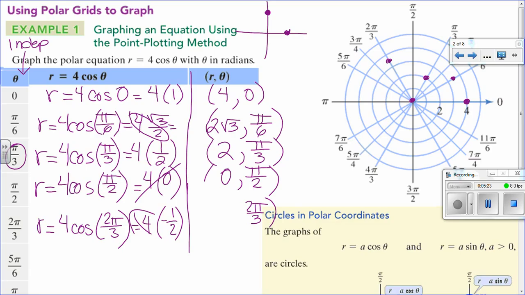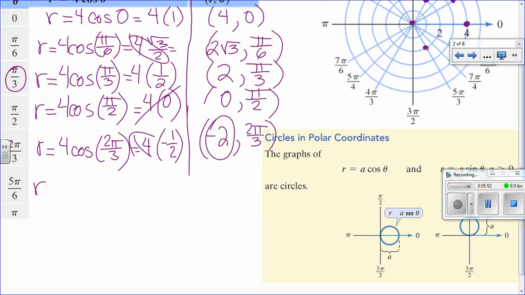So then 4 times negative 1/2, that would be negative 2. All right. So do you guys recall how we plot when the radius is negative? The point won't be here at positive 2 for the radius, it's negative 2, so what do I need to do? I'll do the opposite. The opposite way, right here. Okay, we're almost done.